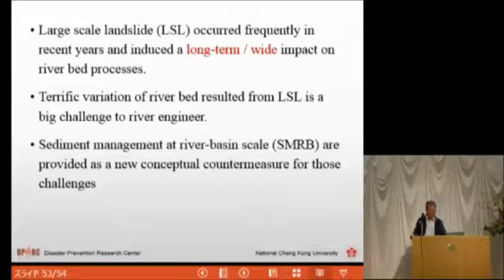Okay, about the conclusion. Large-scale landslides occur frequently in recent years and induce a long-term wide impact on riverbed process. Such terrific variation of riverbed resulting from large-scale landslides is a big challenge to river engineering. And sediment management at river basin scale is provided as a new conceptual countermeasure for those challenges.